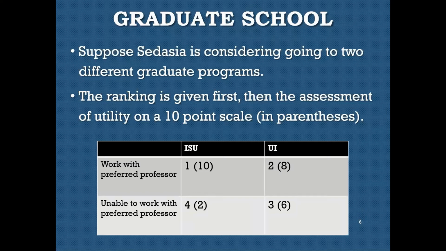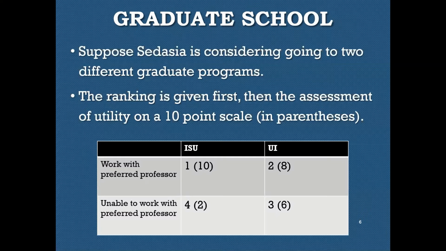Here's my suggestion with a table. And in graduate school, all I'm considering here is the school and a professor that you might want to work with. So in this case, Siddhesha would really like to work with a professor who is at ISU. So that's the #1 outcome. That would be the best outcome for her in going to graduate school. Now, the second best outcome would be to work with the best professor, the one that she likes the most at U of I. And so that's the second best outcome.